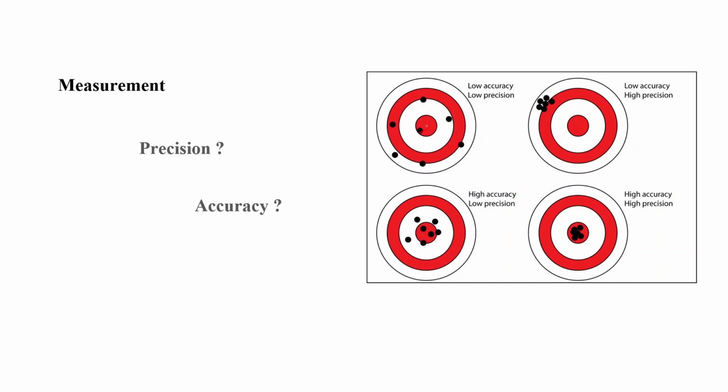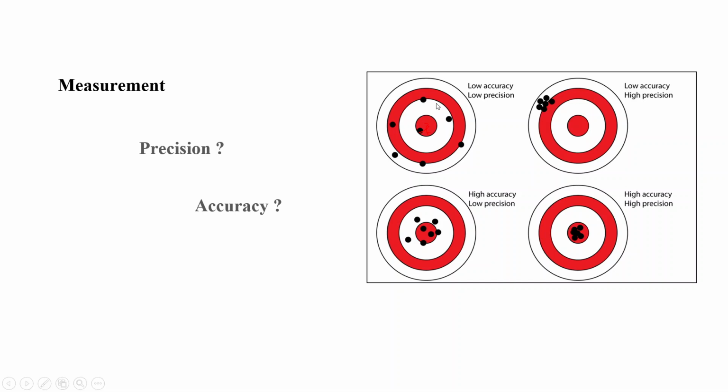We know the center of this will be the exact place, but if our bullet has landed on these places, we can say it's not accurate and it's not precise. What we mean by precision is how many times we are repeating this shooting of the target, and how close we are, I mean how similar our values are in every repetition.